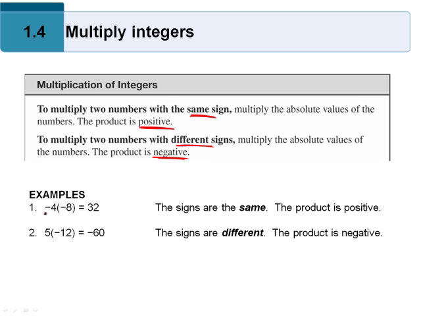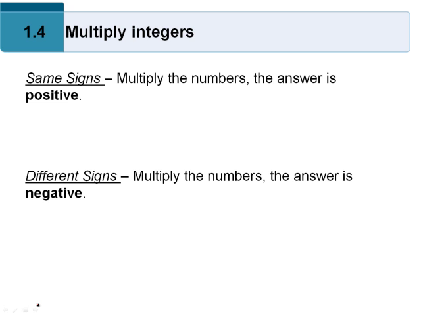Look at these examples below. -4 times -8, the signs are the same, so I multiply and the answer is going to be positive, and you'd get positive 32. On number 2, 5 times -12, the signs are different, so you multiply, but the answer is always negative. So here's the short version of your multiplication rules. If you have the same signs, the answer is positive. If you have different signs, the answer is negative.